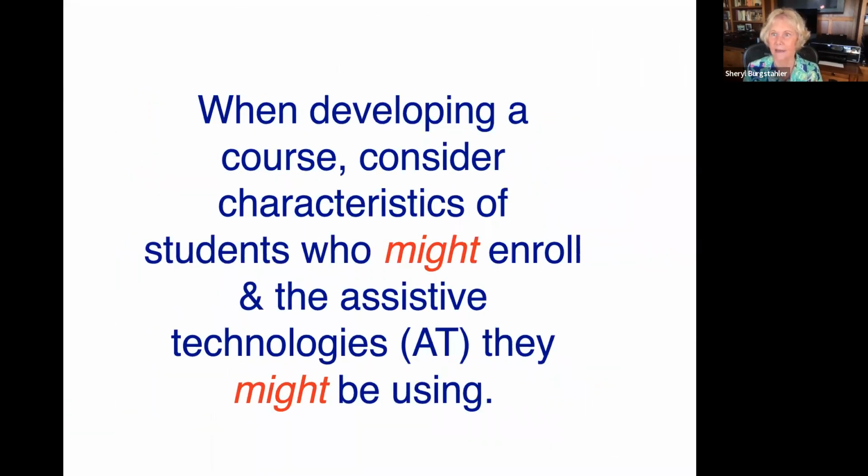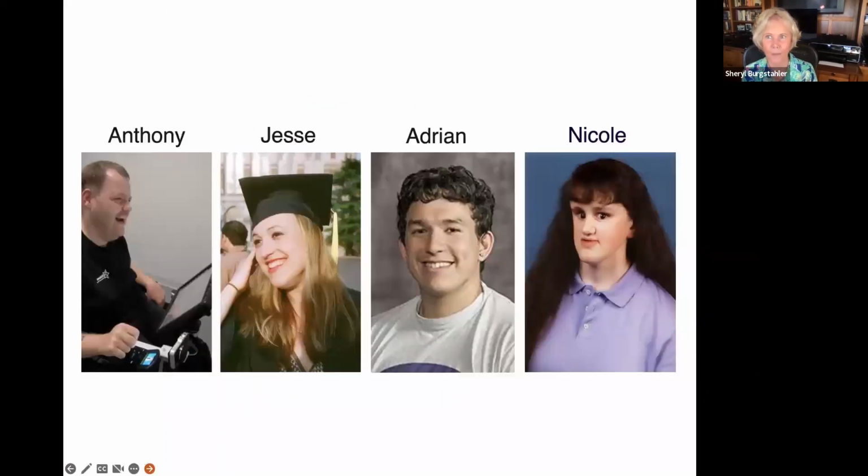So what I'm asking faculty members to do when I train them on how to make courses accessible is to be thinking proactively, which means you're thinking about who might enroll in your class. You're not waiting until they enroll in your class, and the assistive technologies they might be using. That can be overwhelming to many people because there are thousands of assistive technologies that students with disabilities and others actually might be using who are enrolled in your class.